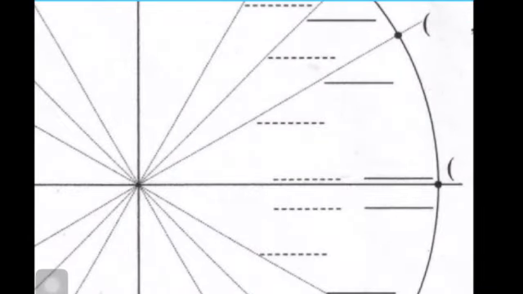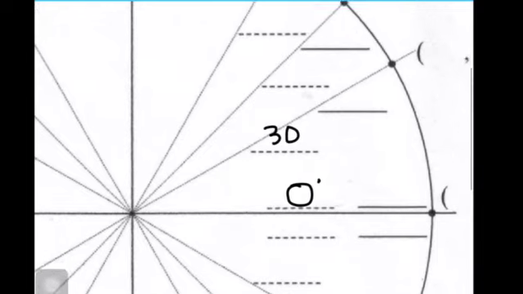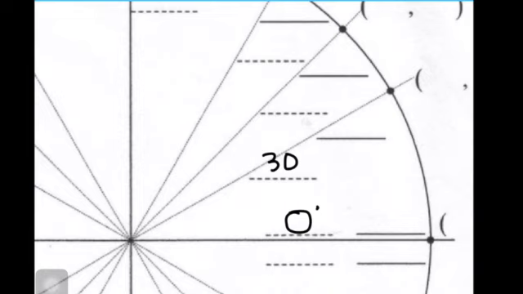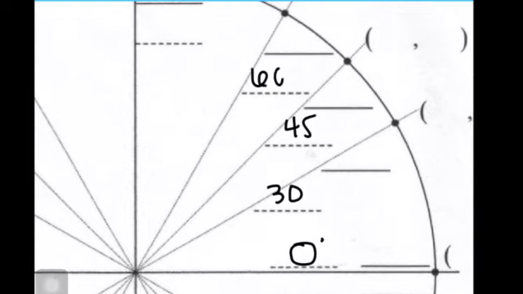So I'm going to start with 0 here on the initial side. Then I'm going to go to the next angle, which we know if we cut it into 12 sections is 30. We know when we cut it into 8 sections, this was going to be 45. You know when we cut this one into 12, this was 60, and then this one's going to be 90.